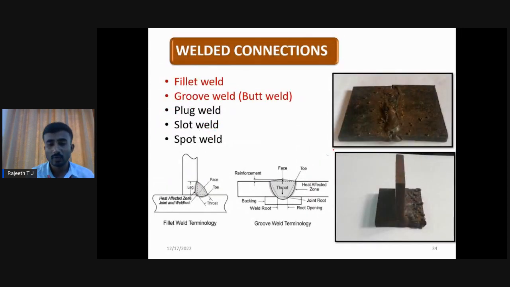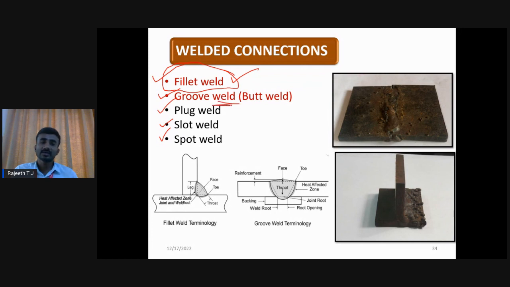Now I will move on to the welded connection. This is also a very important concept in the connections part. Regularly they will ask 2 marks questions on this too. We all know there are different types of welded connections. What are those different types? We can go for fillet weld, groove weld, plug weld, slot weld, and spot weld. Mostly in the field we go for fillet weld, where no groove is required.